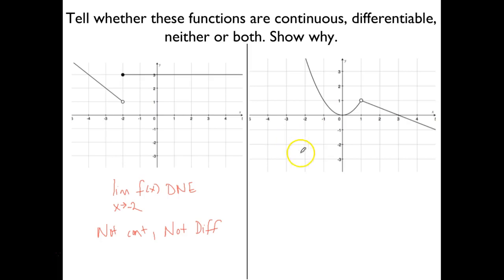Okay, this next one. Well, the first one, it does have a limit. From the left and the right, it does approach the same value. But it does not have the second rule there. F of 1 does not exist. So, since it does not have a point, it is not continuous. Therefore, it is not differentiable. Okay? Let's go to the next one.